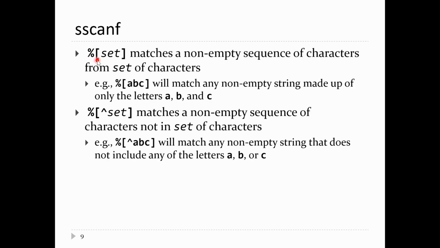The square bracket conversion matches any non-empty sequence of characters from the set of characters. So square bracket ABC will match any non-empty string made up of the letters A, B, or C. So ABC, AAA, AB, CBA, it'll match all of those. If you know what characters you don't want to match, use the caret. So caret set matches everything that's not in that set. So not ABC matches any non-empty string that does not have an A or B or C in it.